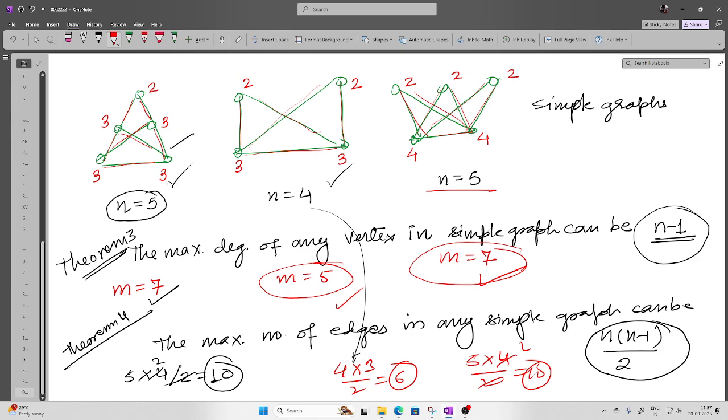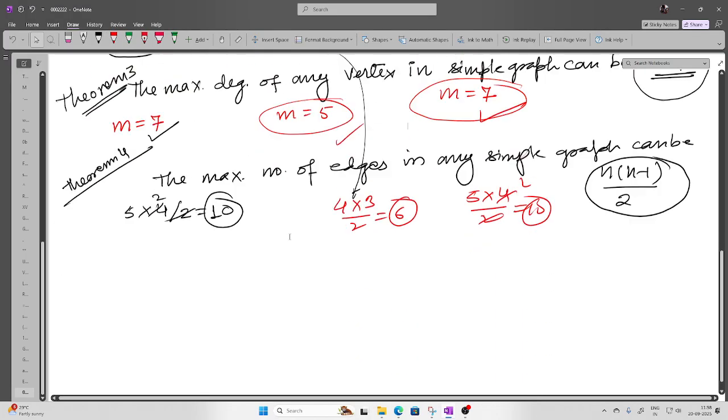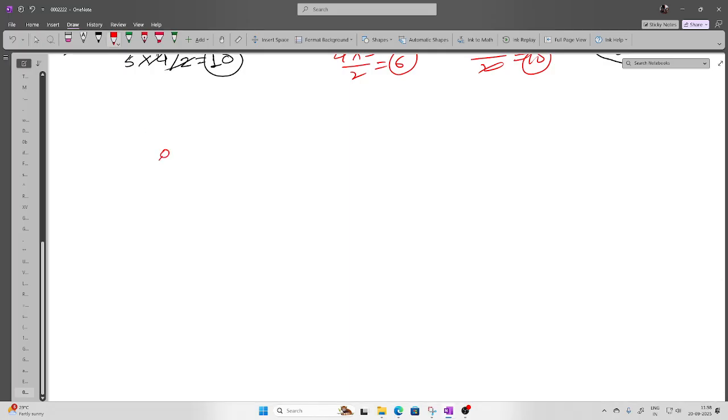Apart from this, if you look at this closely and try to make this simple graph a complete graph, then in that particular case, the degree will be exactly n minus 1 for every vertex, as that is a complete graph, and the number of edges will come out to be exactly n times n minus 1 by 2. So let us also see this. Let's say this is a complete graph. And how many vertices are there? 3. How many edges are there?